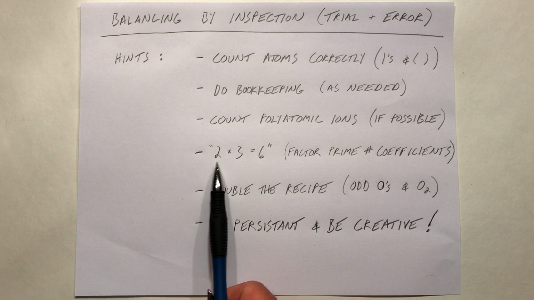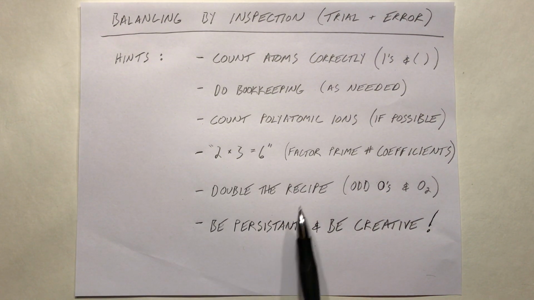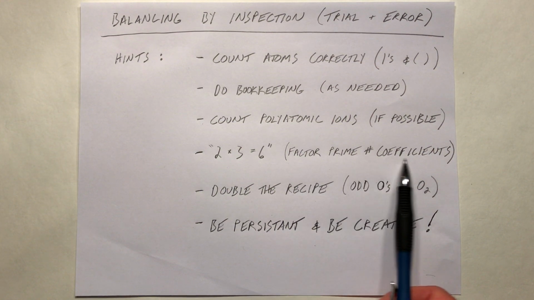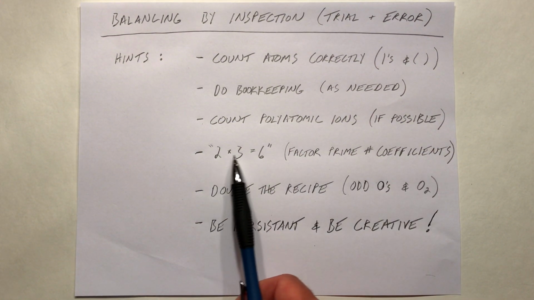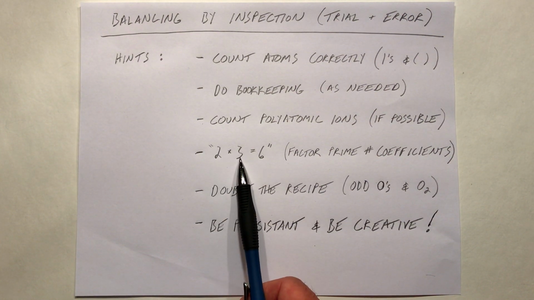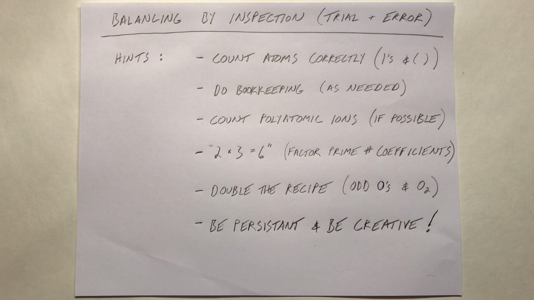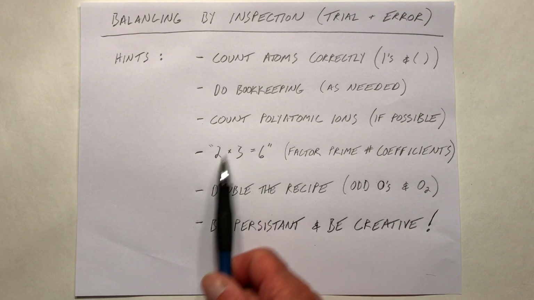I like to phrase it this way: 2 times 3 equals 6. In other words, you can factor prime number coefficients. In other words, multiply the coefficients that are prime numbers like 2 and 3 by each other to make 6 of each chemical on both sides. And you could do that with 4 and 5. If you have 5 of one chemical on the left side and 4 of that chemical on the right side, you could multiply 4 and 5. You'll see some examples of what I mean there.